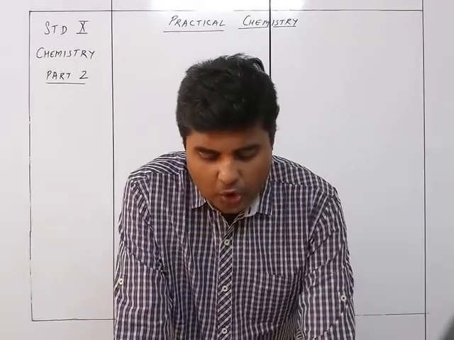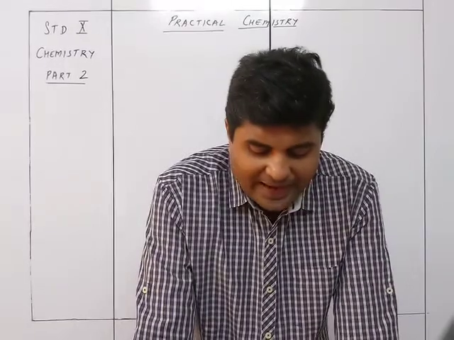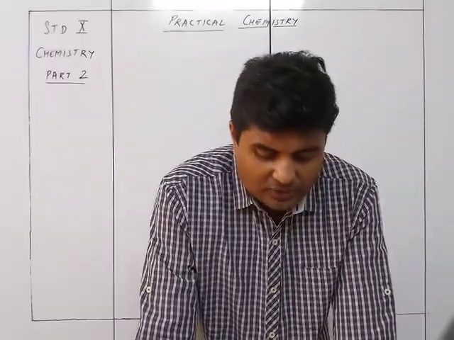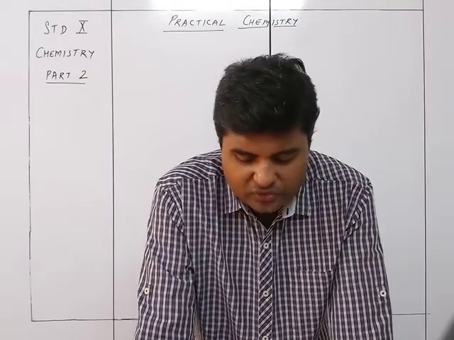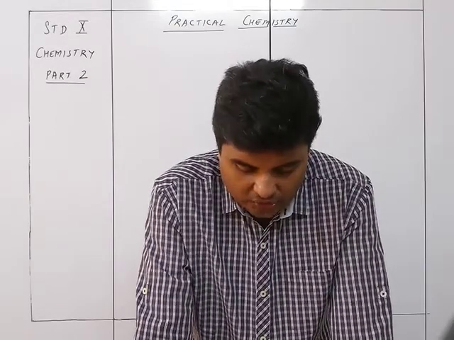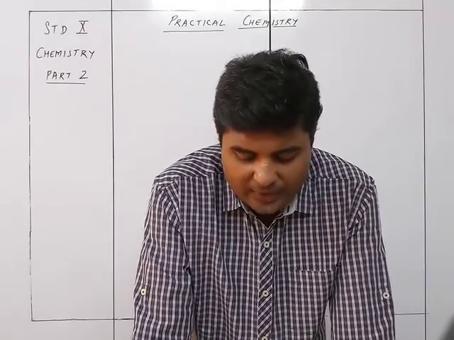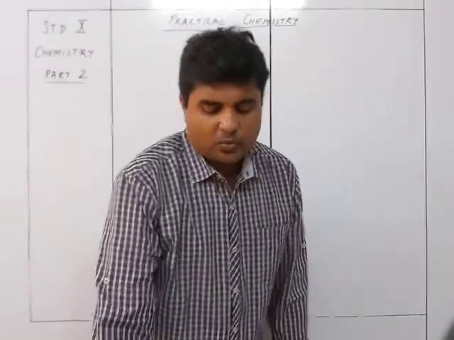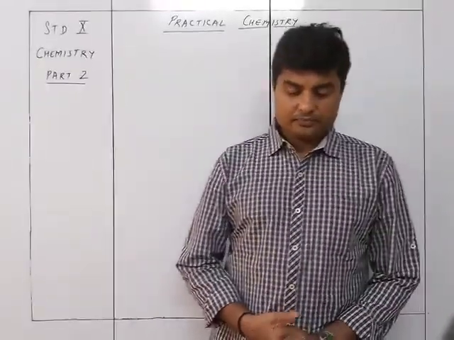So the observation: original color white turns yellow on heating. Gas evolved is carbon dioxide, colorless, odorless, slightly acidic to litmus. Test: lime water turns milky, with no effect on acidified KMnO4 solution. Residue is zinc oxide, which is yellow when hot and white when cold, and the deduction is that the white powder is zinc carbonate. Okay, got this?